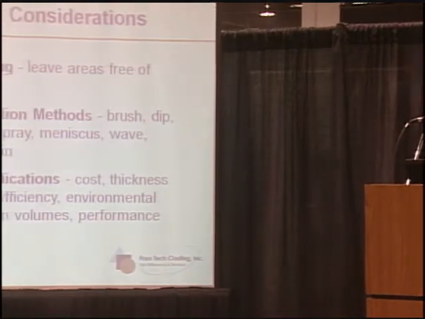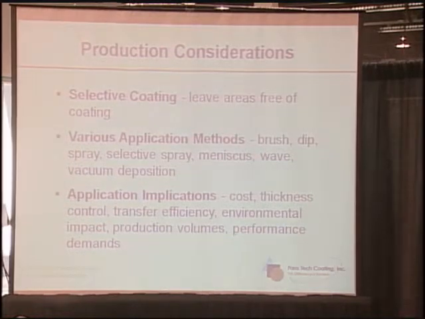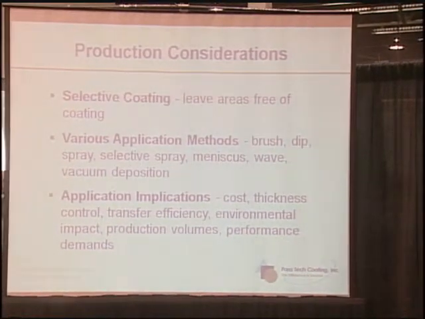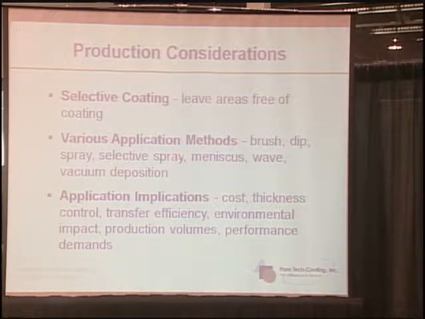Considerations. As we talked about the liquid coatings, and then you have the non-liquid coating Parylene, which is done in a vacuum, there's a number of ways to apply. Number one, selective coating. It leaves areas free of coating. There's been a big push for selective coating in the marketplace because of the lack of overreach of the spray. You can actually precisely put it down. There are various application methods. You can brush, dip, spray, selective spray, meniscus coating, wave, and vacuum deposition. These are the application methods you have with high-performance conformal coatings.